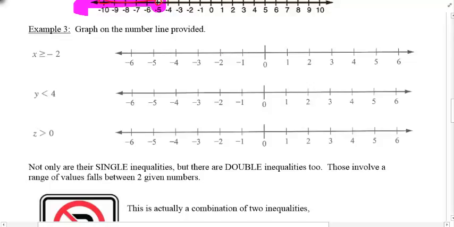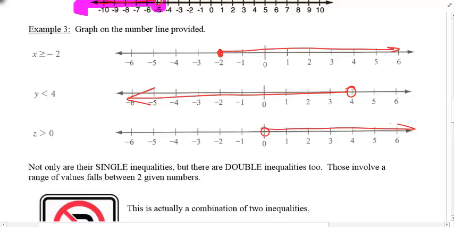Equals -2, so we have to put the solid dot. Greater than, going to the right. 4, no equal sign, so open dot. Less than, going to the left. 0, right here, open dot, but going to the right.